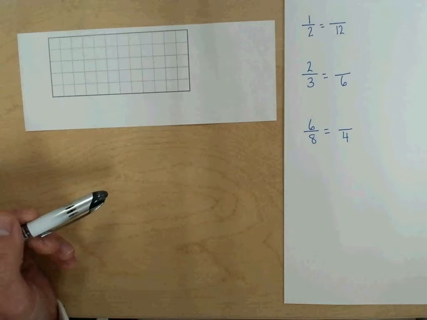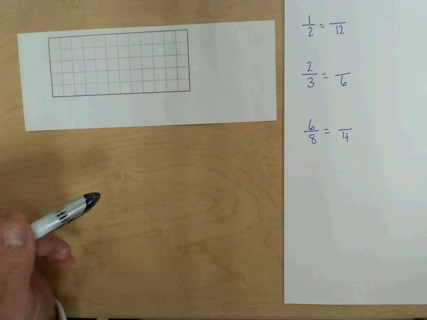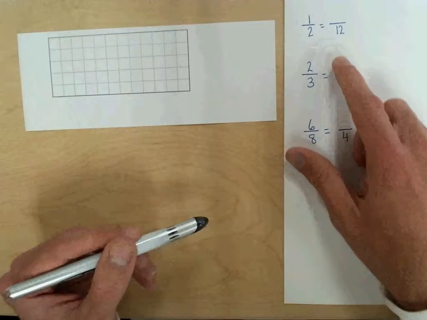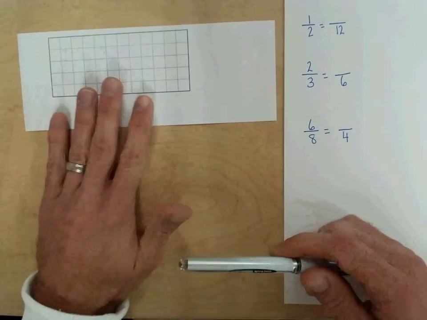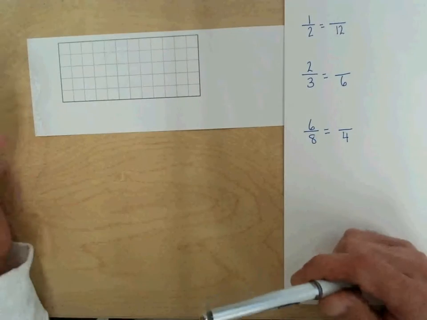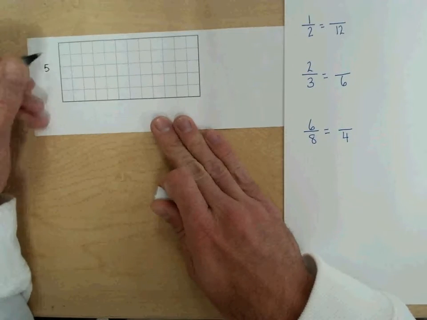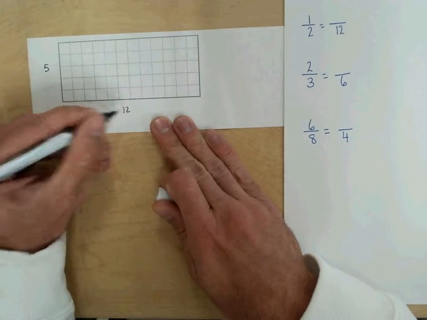This week we've been working on trying to find equivalent fractions. As you can see over here, I have 1/2 equals how many twelfths? Well, we have a grid paper here, and this is a 5 by 12 grid paper. So over here you can see it is 5 tall by 12 long.